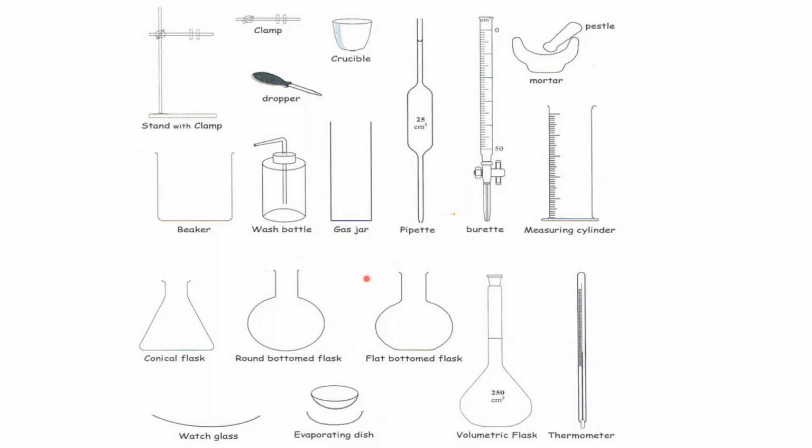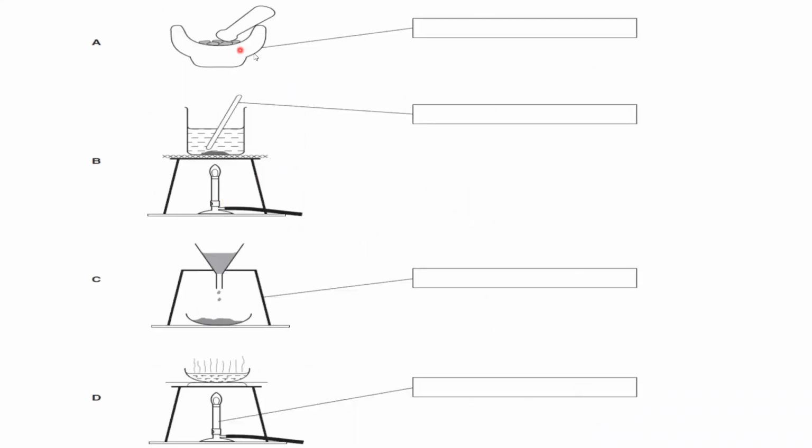So we'll start the activity. In this activity, on your screen, you will see different apparatus, and I want everyone to participate and label the apparatus. It's better if you type the name of the apparatus on the screen. So the first one, the first box: what is this piece of apparatus labeled?